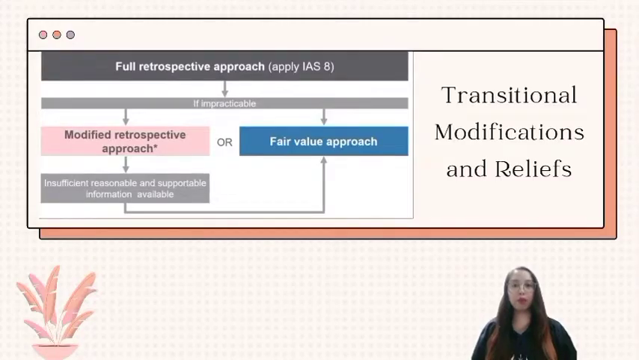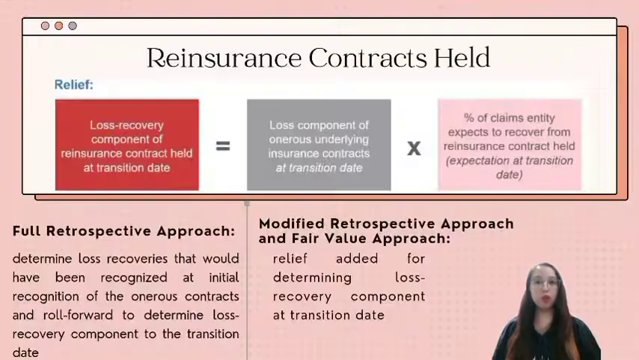Yung next amendment naman po is about sa ilang additional transition, modification, and relief sa pag-a-apply po ng IFRS 17. So una po, transitional modification and reliefs about the reinsurance contracts held. Full retrospective approach: determine loss recoveries that would have been recognized at initial recognition of the onerous contracts and roll forward to determine loss recovery component to the transition date. Modified retrospective approach and fair value approach: relief added for determining loss recovery component at transition date.